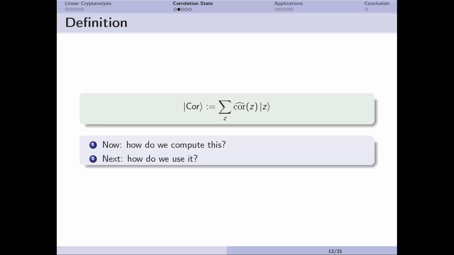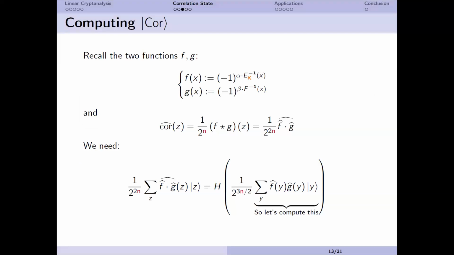But first, computing this stuff. And the idea is to do it in the same way that we did it classically. So recall that you have the two functions f and g, and f which depends on ek, and g which was the last round here with the linear masks alpha, eta. And the correlation is the convolution of f and g. So I'm going to show you how you compute the convolution of the functions inside the amplitudes of the quantum state. First of all, because the convolution is just a dot product, but under a Hadamard transform, and as I said, the Hadamard transform is trivial, we just have to compute this thing with the product of the two functions in the quantum state.